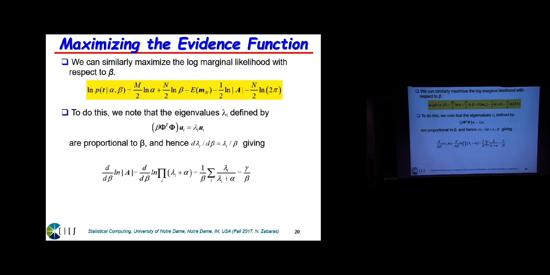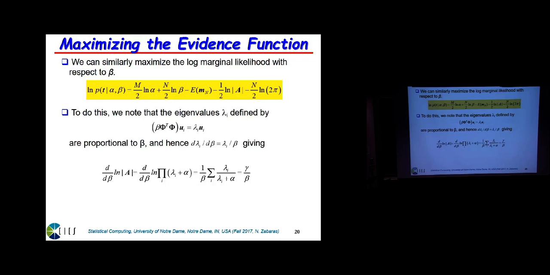Okay? So derivatives with respect to beta, obviously, are going to have the same degree of difficulty. We're going to need the derivatives of this with respect to beta. That one is easy, all right? 1 over beta times n over 2. The derivative of this with respect to beta is easy. So we need to find the derivative of the log of the determinant of A with respect to beta.